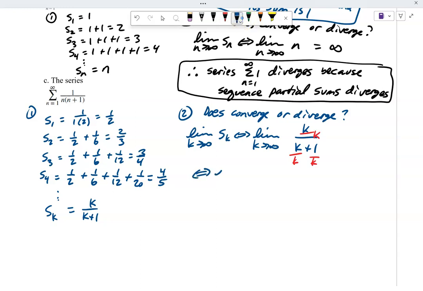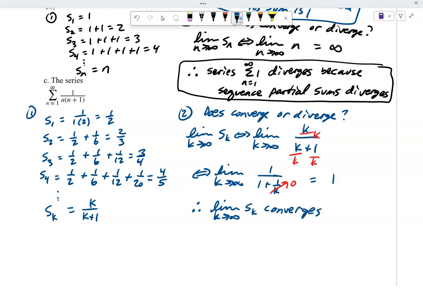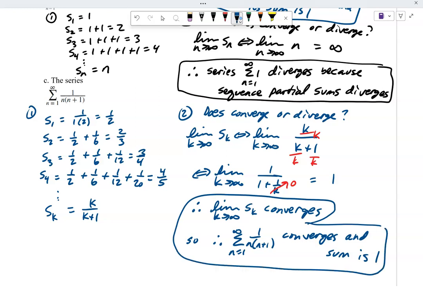And so you've got the limit as k goes to infinity of 1 over 1 plus 1 over k. Well, 1 over k, when I throw that infinity in, that'll go to 0. So I got 1 over 1 plus 0, and 1 over 1 plus 0 is just 1. Therefore, since the sequence of partial sums converges, the series converges, and the sum is 1. So the infinite series converges, and its sum is 1.